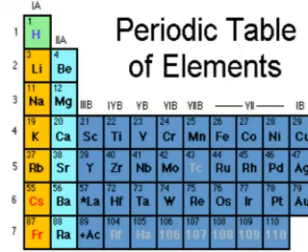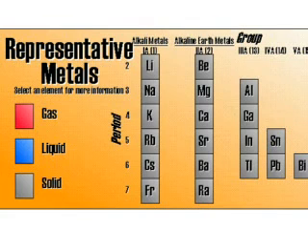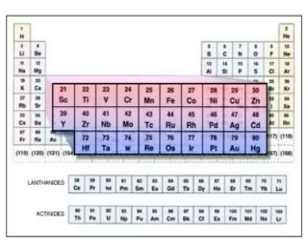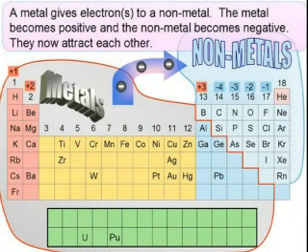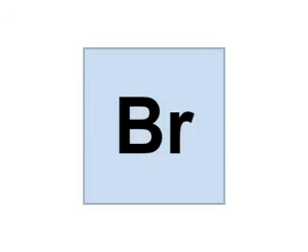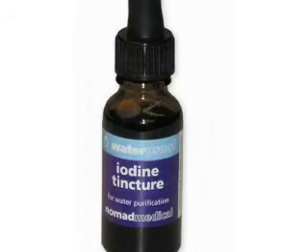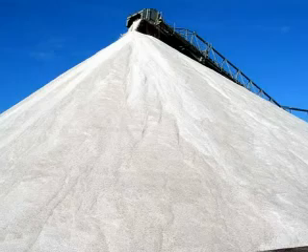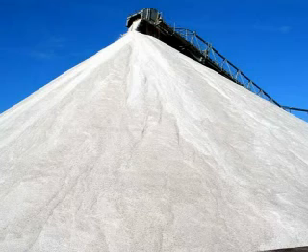Families 1A through 7A are representative elements. Transition elements 1B to 12B, and the inner transition elements are the bottom two rows. Nonmetals are on the right side of the metalloid line. All nonmetals are gases at room temperature except for bromine and iodine. They are dull and brittle and poor conductors of electricity.